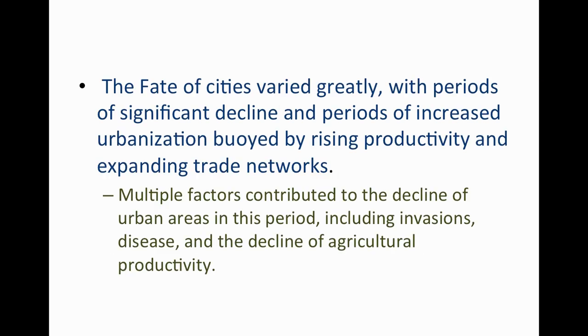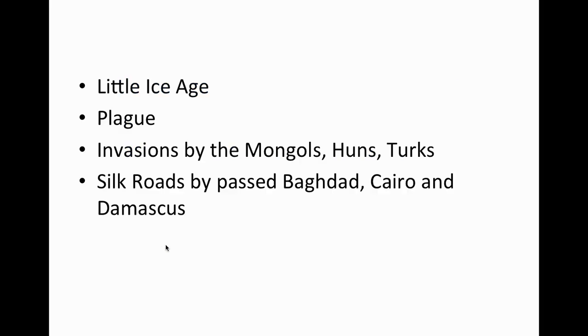The fate of cities varied greatly, with periods of significant decline and periods of increased urbanization, buoyed by rising productivity and expanding trade networks. So that's important, right? We have urban growth, and we have urban decline kind of happening during this large time period. Multiple factors contributed to the decline of urban areas, including invasion, disease, and the decline of agricultural productivity. So that's important, right? Disease. And so we have the Little Ice Age in Europe, right, where you're going to see colder temperatures hurting farmers. The plague obviously hurt the economy of Europe.